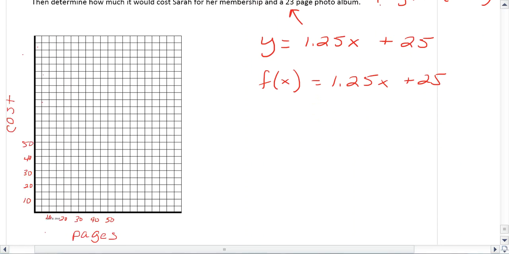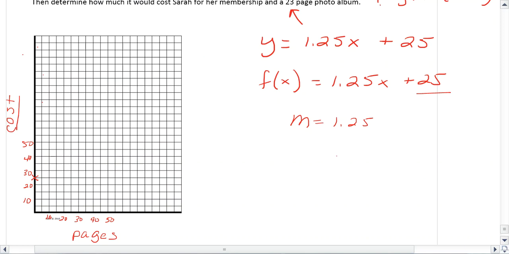On the graph, pages is the independent variable, so it's down here on the x-axis. Cost is the dependent, so it's on the y. I chose to count by fives on this graph. The start of our graph, the y-intercept, is $25. So let's come up here and put the starting point on 25. Now, because I'm counting by fives, this slope, yes, it is 1.25, but that's going to be difficult for me to count. So I'm just going to write an equivalent fraction here.